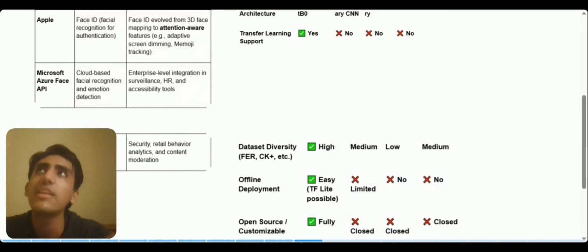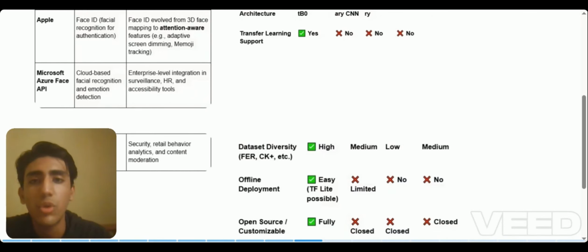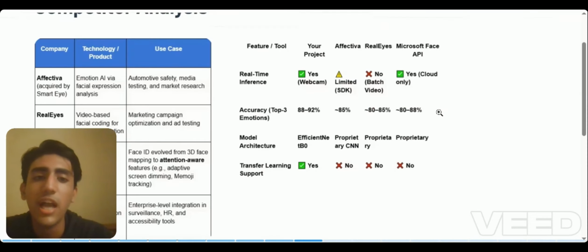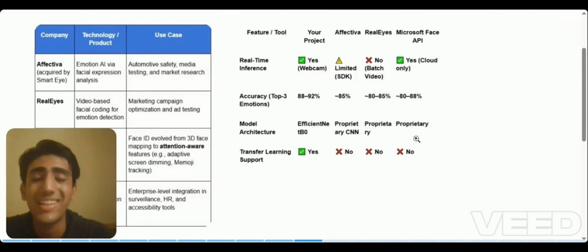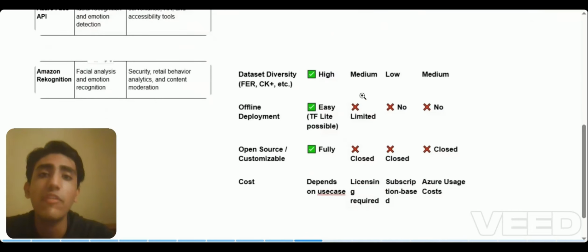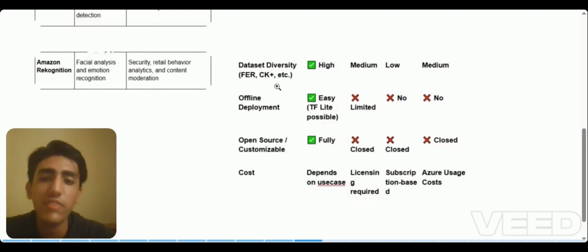Transfer learning: if you have data of your own which you want to feed in, sure, we can get that done. The others do not allow you to customize the model, which means there is no transfer learning capability. So even if you do have your own data, you cannot use that to optimize the model for your own usage.